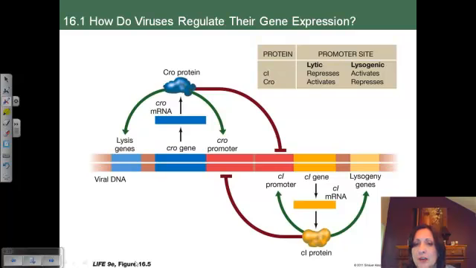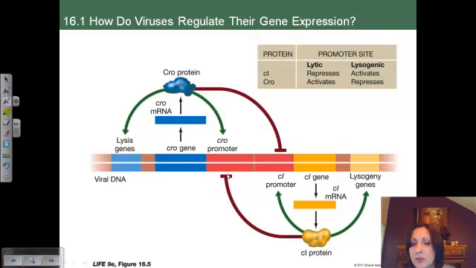So if the host cell is doing well and replicating regularly, and there's lots and lots of food available and it's healthy, instead of the virus bursting out of the cell and destroying it, it kind of goes along for the ride and allows the bacteria cell to replicate and copy the genetic material of the virus along with it. So in that case, the CL protein will be produced. The CL protein acts as a promoter for the CL gene, and so it's going to activate and make more of the CL protein. It also is going to activate the lysogeny genes, and so it's going to make the proteins necessary to stay in this lysogenic cycle.